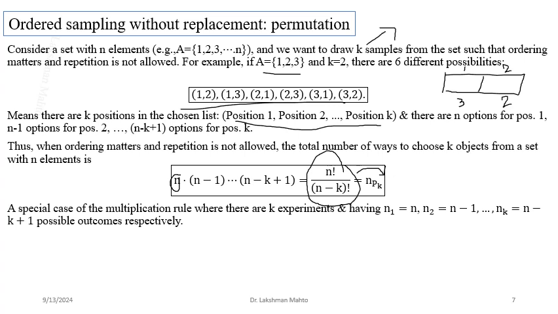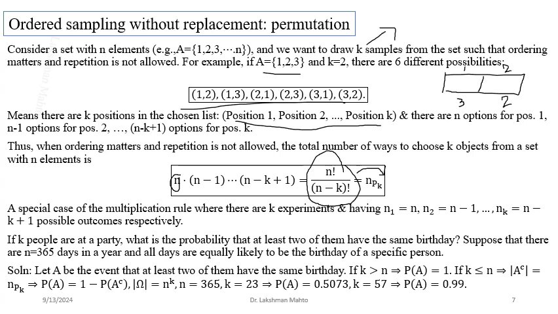Okay. So this one is again a special case of the multiplication rule. A special case. So n1 is equal to 1, n2 is equal to n minus 1, like that, nk is equal to n minus k plus 1 possible outcomes.